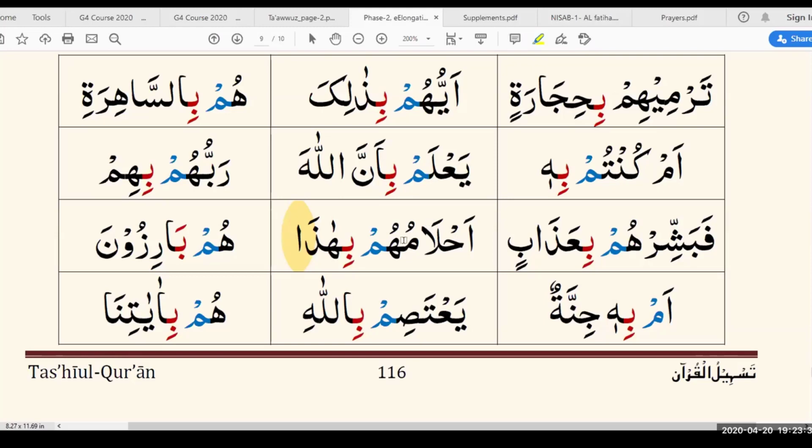أحلامهم بهذا. Can you read it? Yes, please. Jazakallah. أحلامهم بهذا. Okay, good. And try and read the zal softly. Zal, like this. Zal. Yeah, in a soft sound with your tongue at the top of your teeth. Zal.